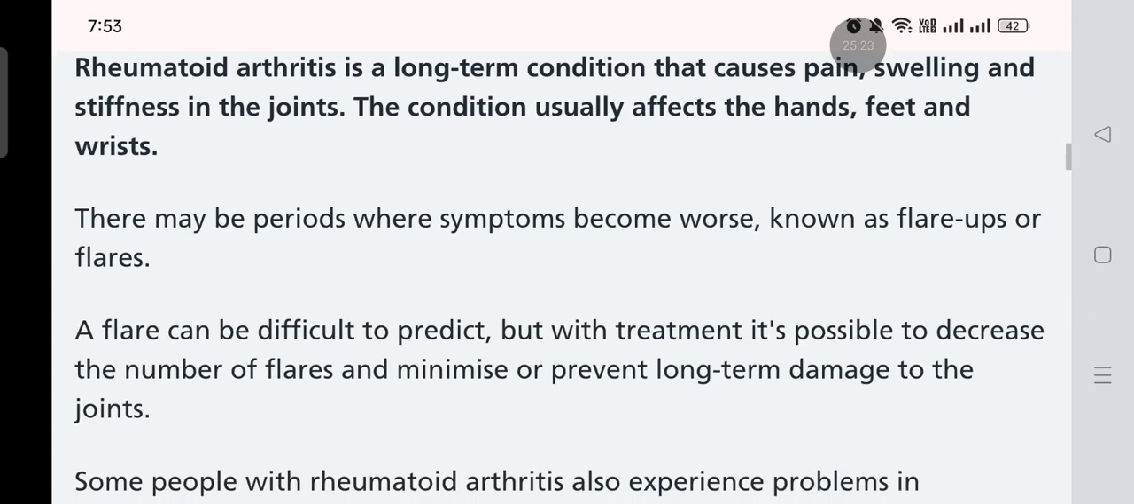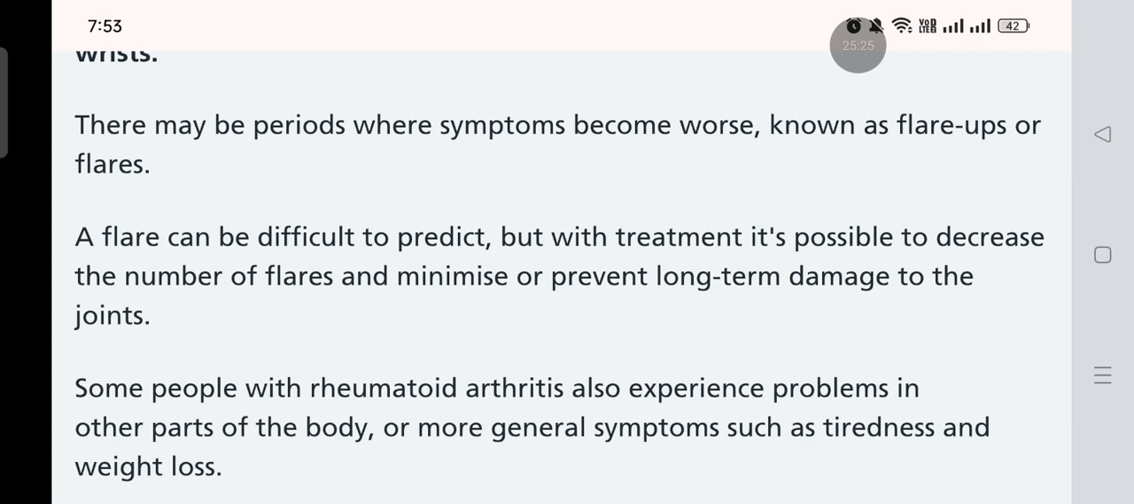There may be periods where symptoms become worse, known as flare-ups, or flares. A flare can be difficult to predict, but with treatment, it's possible to decrease the number of flares and minimize or prevent long term damage to the joints.